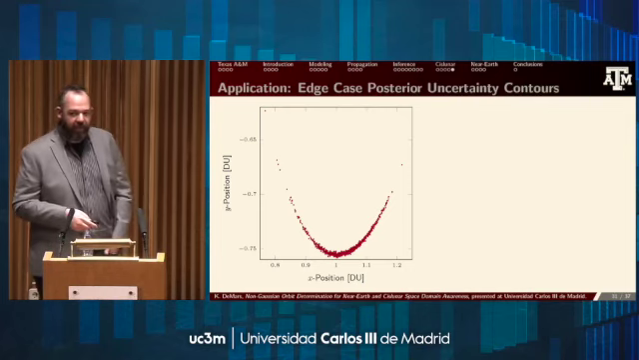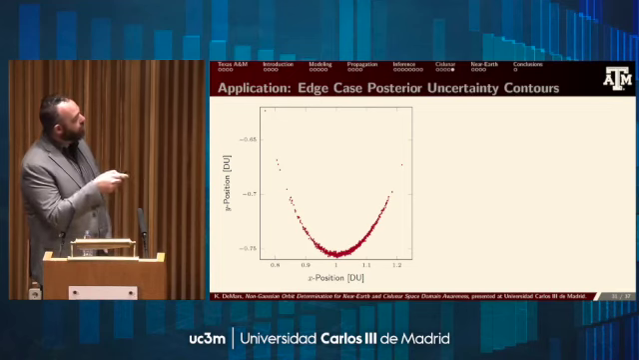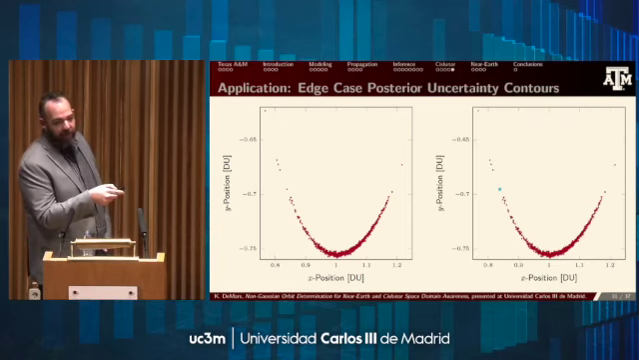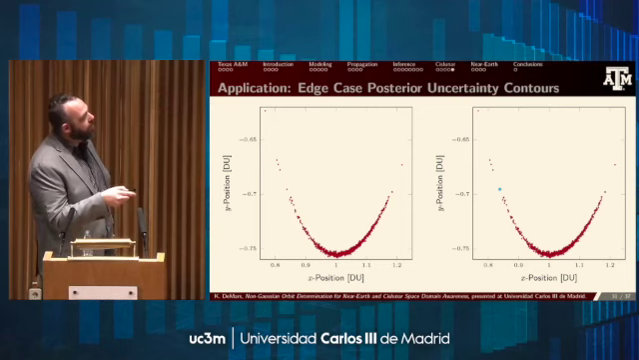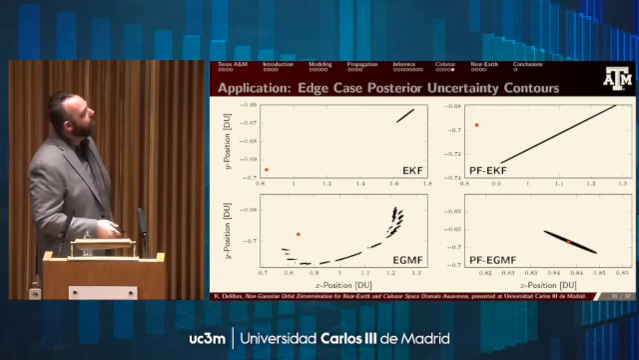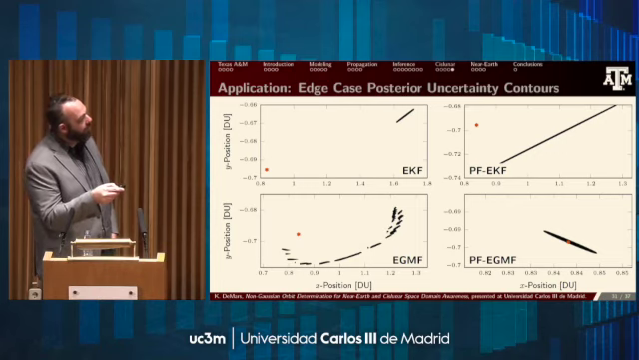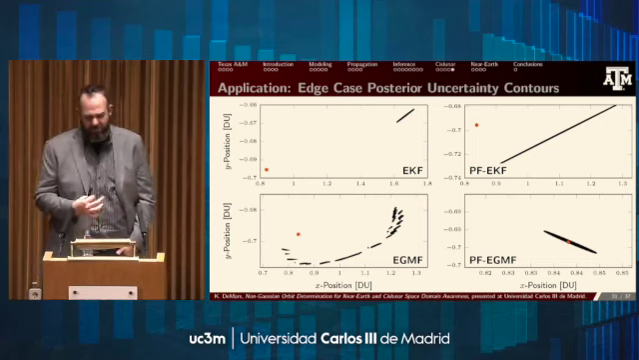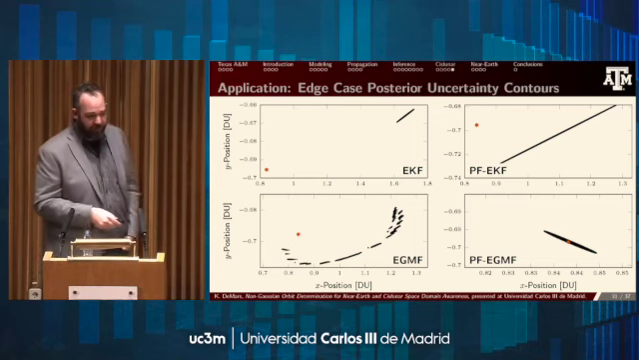So let's take a look at an edge case and look at uncertainty contours. So this is our distribution. We're going to take a sample that's way out here on the low probability tail, and we're going to look at what the posterior uncertainty contour looks like for those four filters. And this is what you get. The red star is the truth. This is the posterior uncertainty contour for the EKF, for the parameter flow EKF, for the extended Gaussian mixture, and for the parameter flow extended Gaussian mixture. This is a really hard problem. These three don't represent the truth very well.